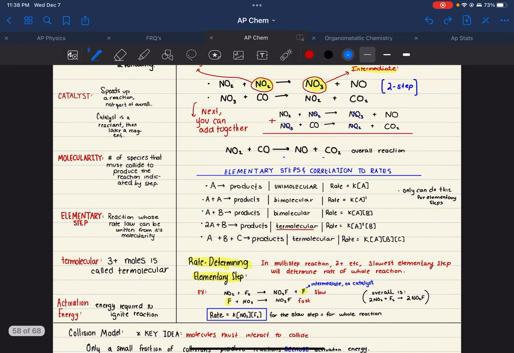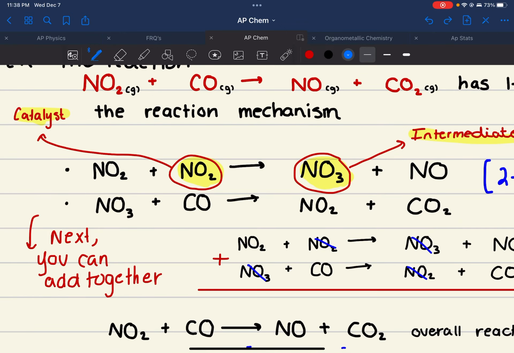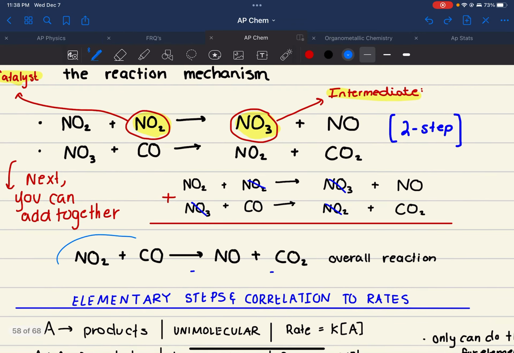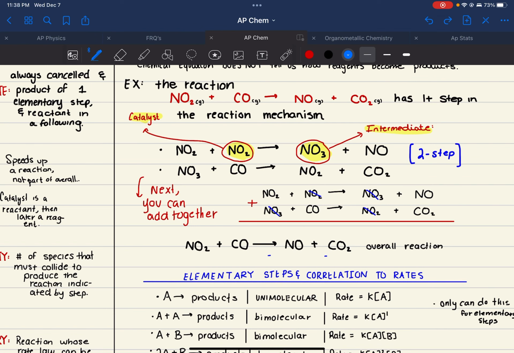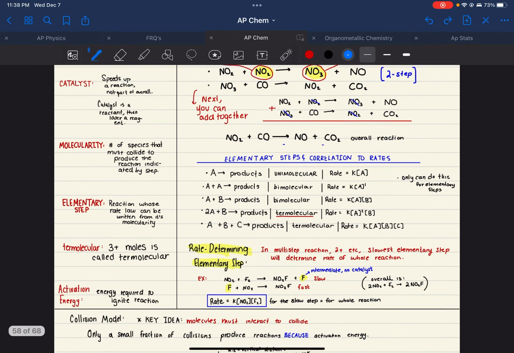Then we have a catalyst. A catalyst speeds up a reaction, but it's not part of the overall reaction, meaning that, so right here, we see NO2. We see that NO2 is not part of this reaction, but it is used, right? It's not in the overall, but it's used. As we observe this step right here, there's no NO2 here. So I thought that was, one of these is supposed to be NO. Okay, so no, it's not. NO2, okay. So I thought that was interesting.